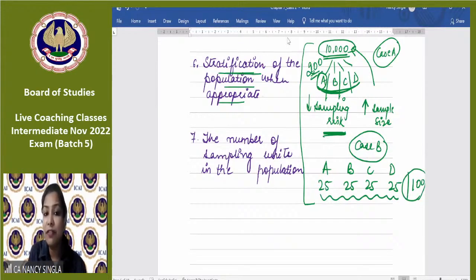So it says that if there is stratification of the population and it is appropriate, in such a situation, if sampling risk is to be reduced, can auditor afford to have a lesser sample size? So the answer is what? Yes. Is it clear? Is it clear?